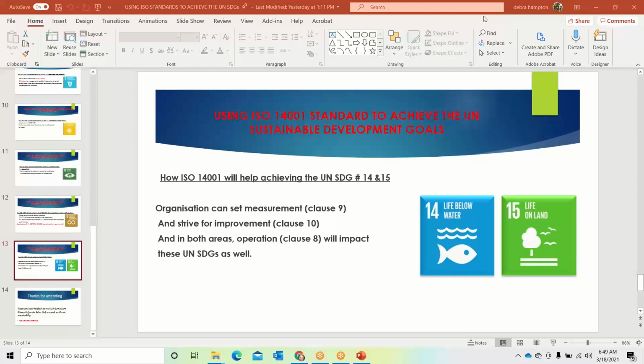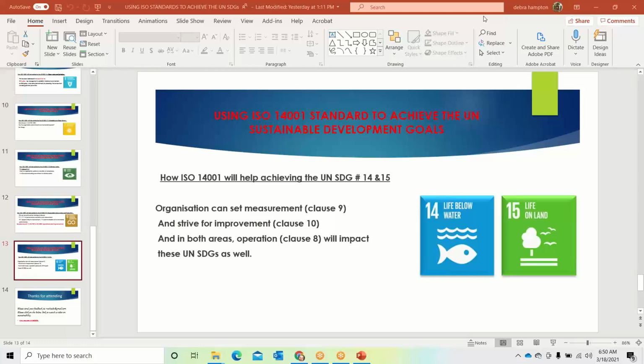How do they handle their waste products? How do they carry out waste management? Do they outsource or do they handle it themselves? Where do they dispose of this waste product or toxic substances? So looking at clause 9 is going to help us fulfill these two sustainable development goals, 14 and 15.